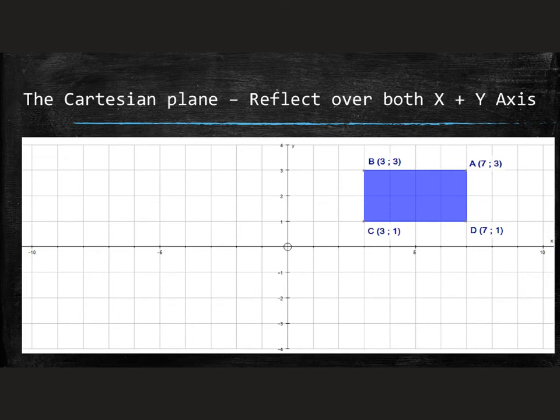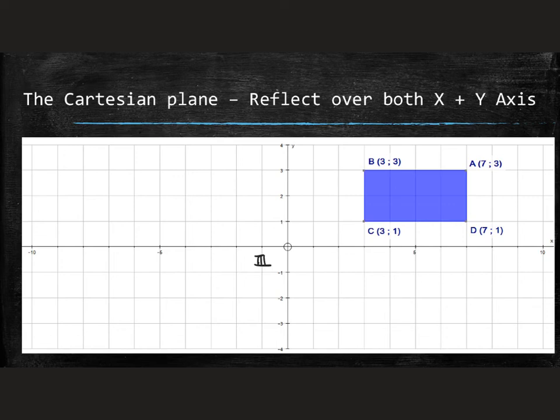What would happen if I wanted to reflect this shape first on the x-axis and then on the y-axis? Where would this shape be? In which quadrant would this shape be if I did a double reflection on both axes? Pause the video and answer. Very good. It would be here in the 3rd quadrant.